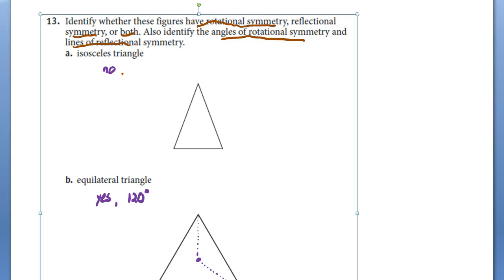So question A, an isosceles triangle. This does not have rotational symmetry. There's not a point somewhere in the center that you can rotate that thing and it will land back on itself, not without doing a full 360-degree turn. So no, there's no rotational symmetry. It does have reflectional symmetry. There is a line of symmetry right down the middle like that.